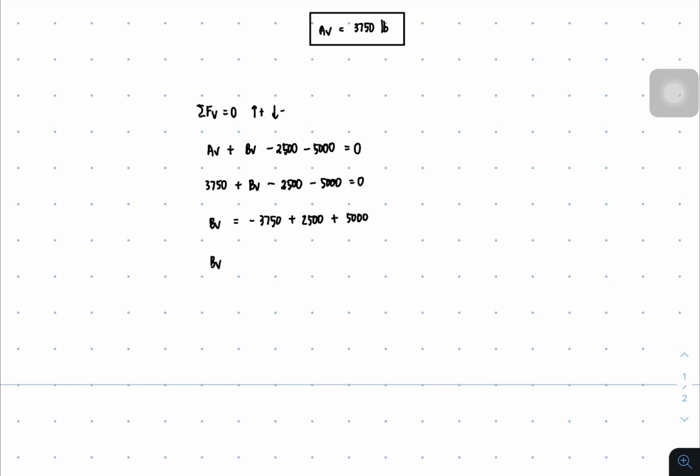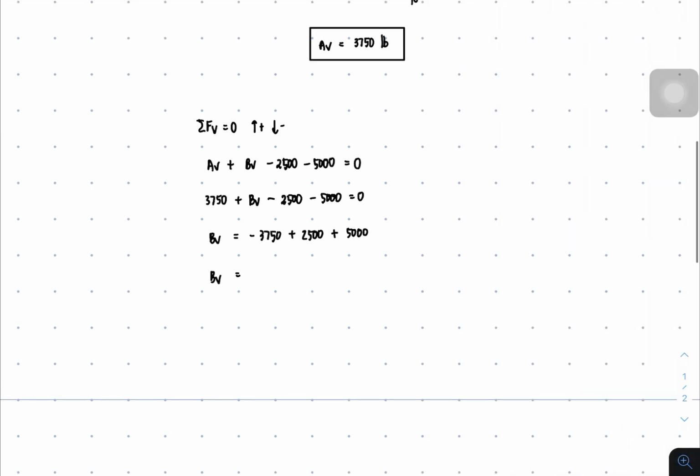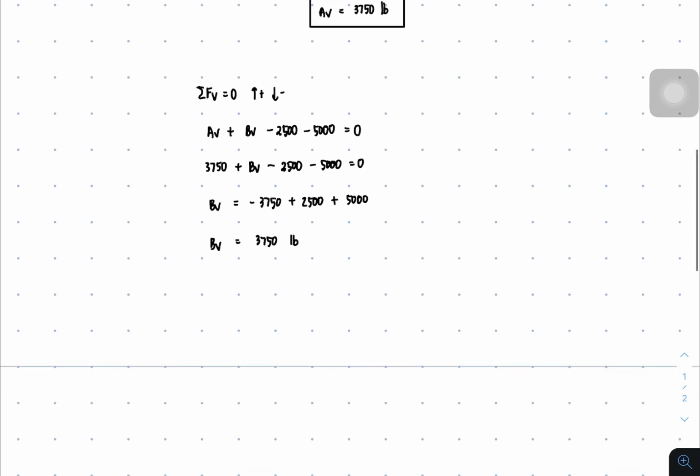So let's solve for BV. That's negative 3750 plus 2,500 plus 5,000, and that's 3750 pounds. We obtain a positive value because, again, our assumption that BV is upward is correct. So that's it.